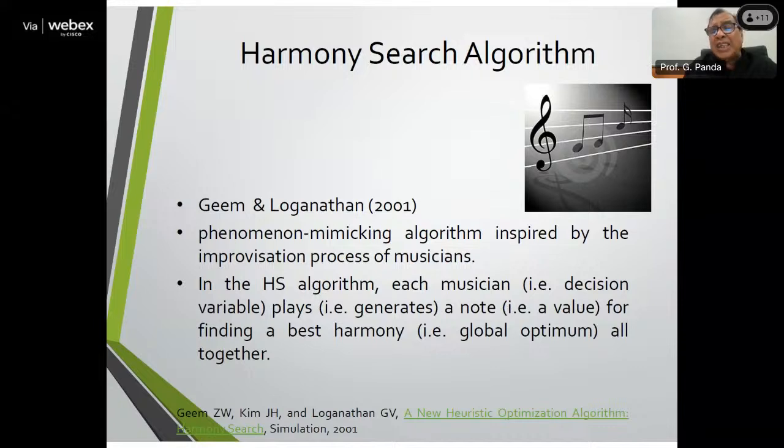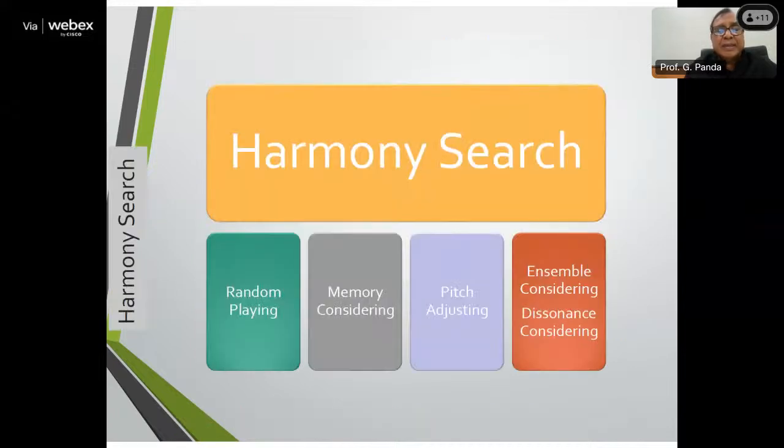Similarly, harmony search, very interesting. The phenomenon of mimicking, an algorithm inspired by the improvisation process of musicians, gives rise to the harmony search algorithm. No time on my part to explain, but remember, HSA is a very powerful optimization algorithm, for multi-objective and single objective optimization. Next.